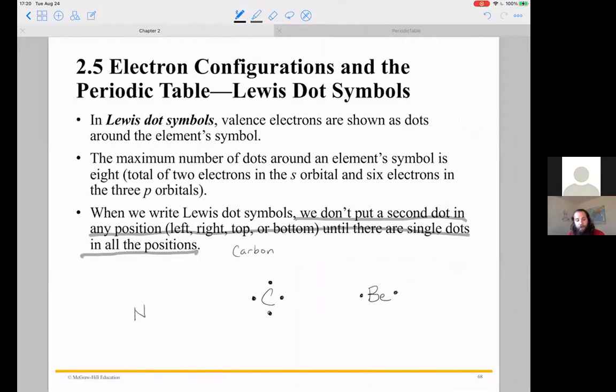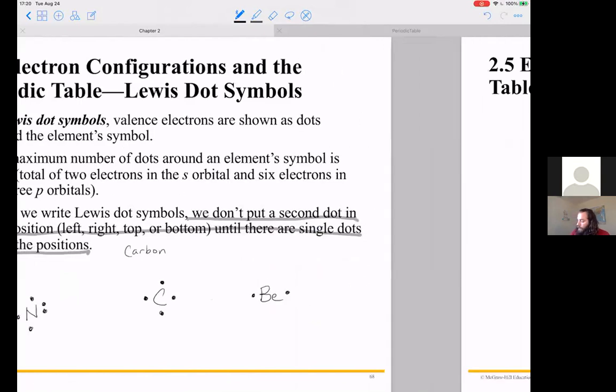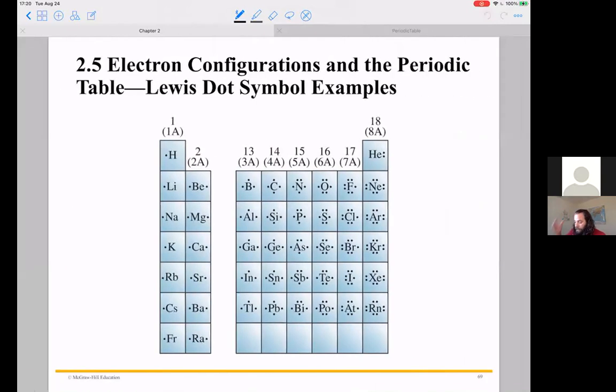I write my symbol for nitrogen. I go around 1, 2, 3, 4, and then I can double up on one side. Okay? And again, because every element within a column has the same number of valence electrons, they'll also have basically the same Lewis dot symbols with the exception of the letters in the middle.